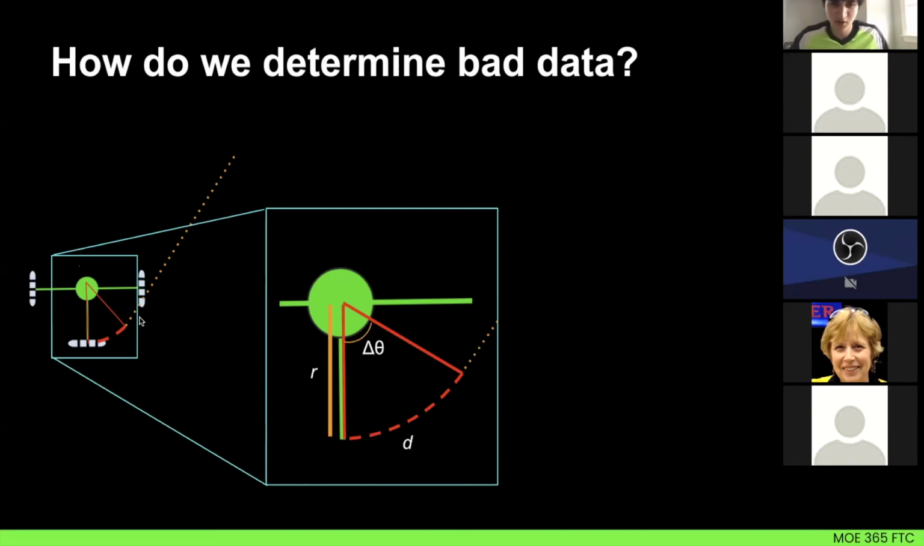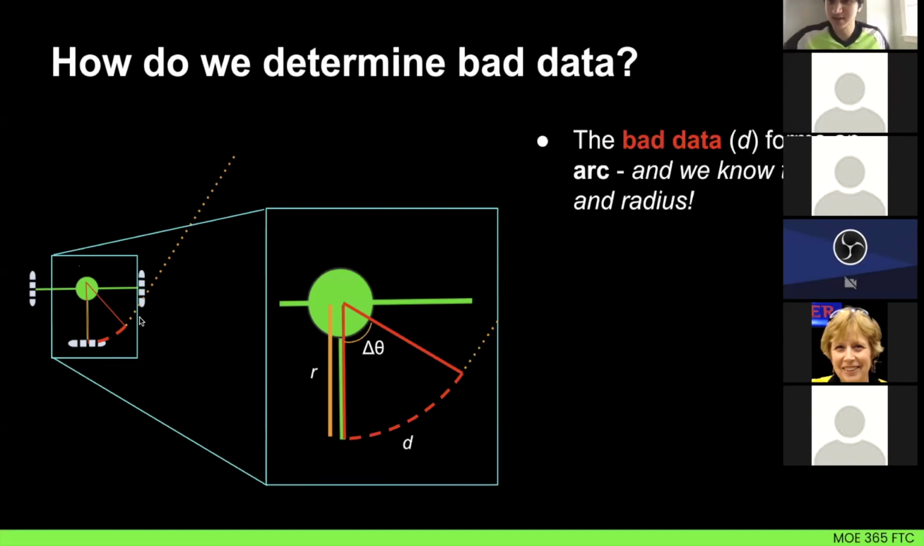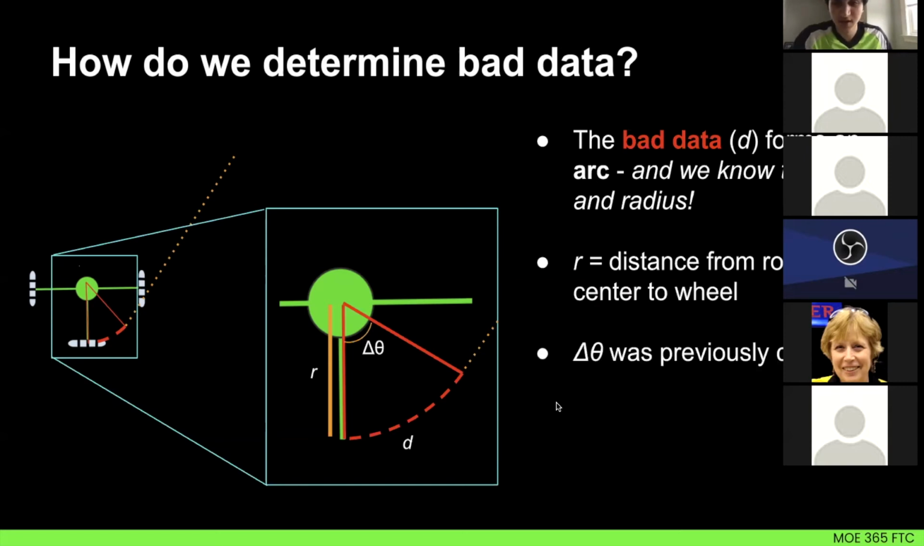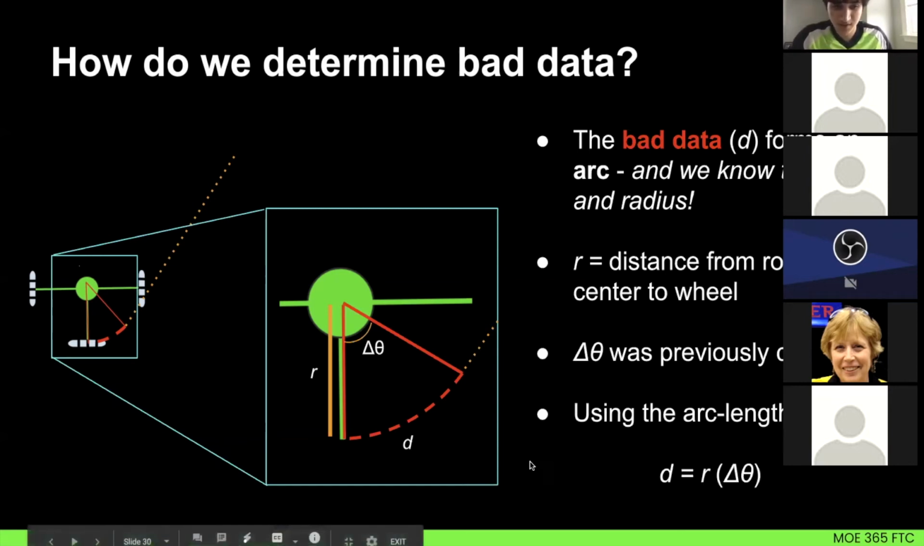So zooming in on this diagram a little bit further, this bad data D forms an arc. And we know the angle and radius of this arc. It's actually delta theta and r, which we calculated earlier. R equals the distance from the center of the robot to the strafe odometry wheel, and delta theta was previously calculated. So using the arc length formula, which we know about, D equals R times delta theta. So the bad data, in effect, just equals R times delta theta, the data we don't want to consider when calculating X and Y.